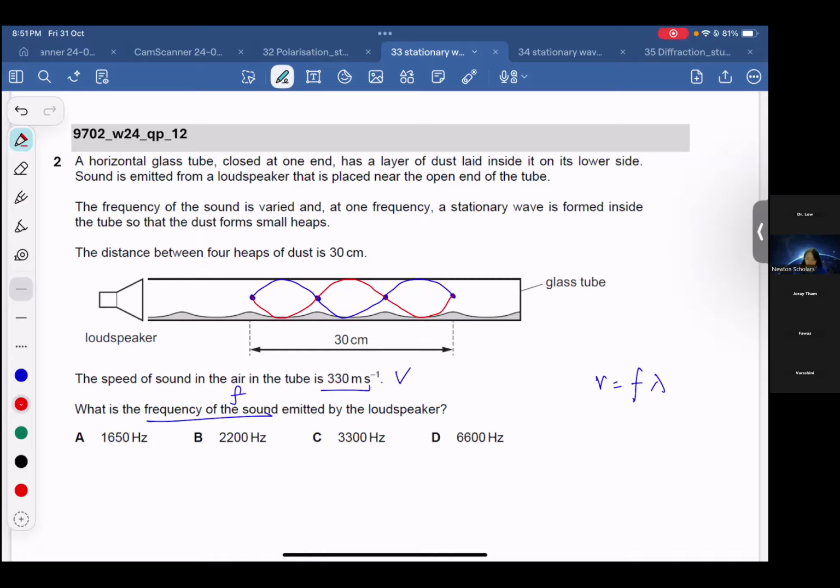It's 1.5. Yes, correct. This to here is called one wavelength. Then here is another half. So 30 cm is actually 1.5 wavelengths. So your wavelength is 20 cm. Of course, when we do substitution, we need to change it into 0.2 m. Your speed is 330 m/s, that's why I need to change. So your frequency should be A, 1650 Hertz.